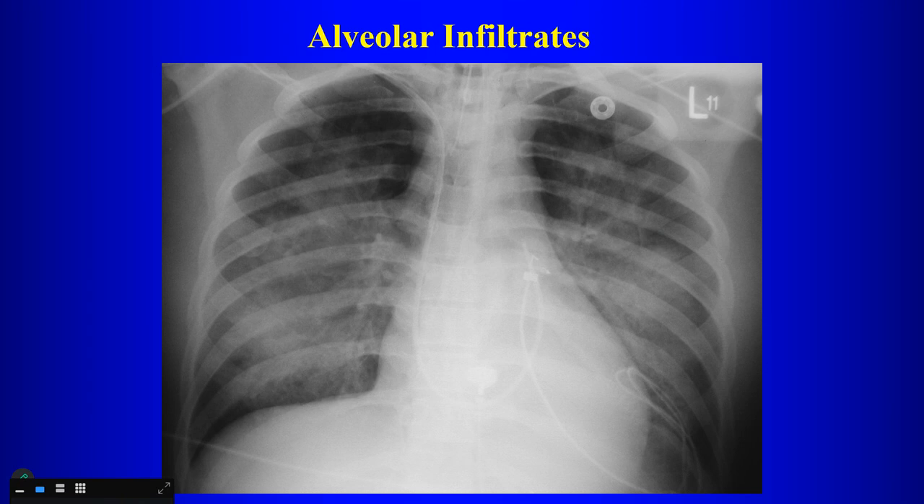All right, so today we're going to start our discussion about airspace disease and chest radiograph with airspace disease here.